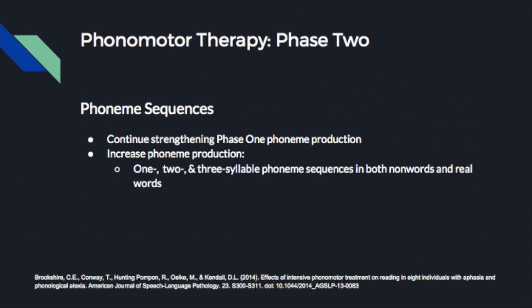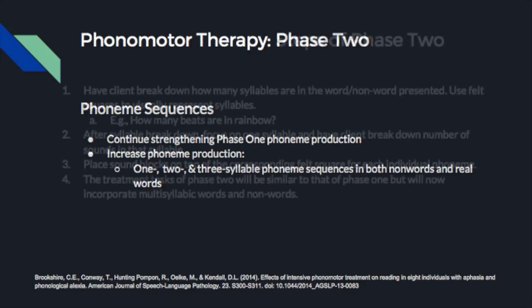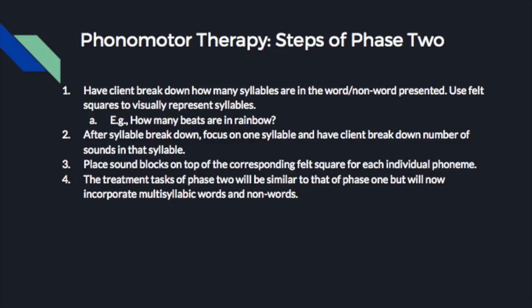Good. Now the second phase of phonomotor therapy. We move on from phonemes in isolation to phoneme sequences. You continue strengthening phase 1 phoneme production, but then increase phoneme production to 1, 2, and 3 syllable phoneme sequences in both non-words and real words. The detailed steps of phase 2: first, have the client break down how many syllables are in the word or non-word presented. Use felt squares to visually represent syllables.